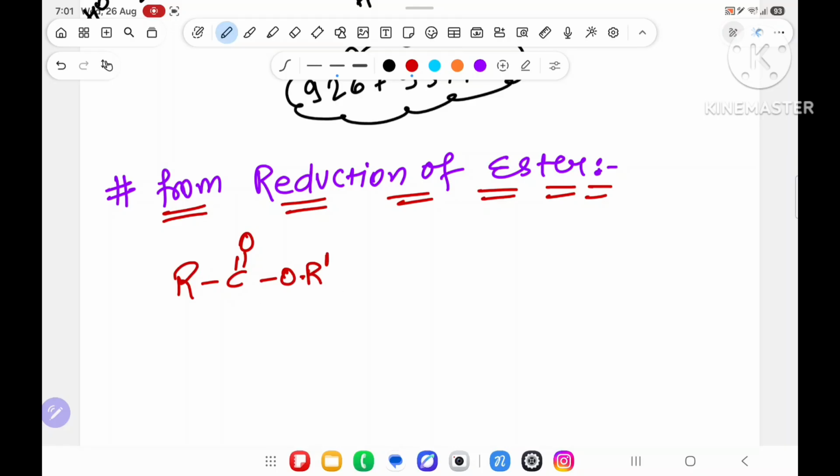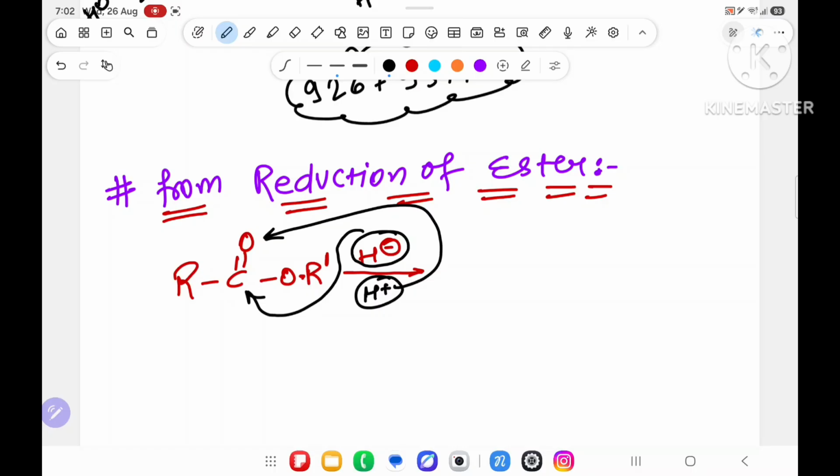R dash means R can be same or different. Over here, H minus will come. You know where the H minus is going? Suppose I take both H minus and H plus. H minus is coming from a reducing agent like LiAlH4, NaBH4, B2H6, or H2 catalyst, or double H. Now you know that H minus will go to carbon and H plus will go to oxygen. It will become RCH2OH plus R dash OH.